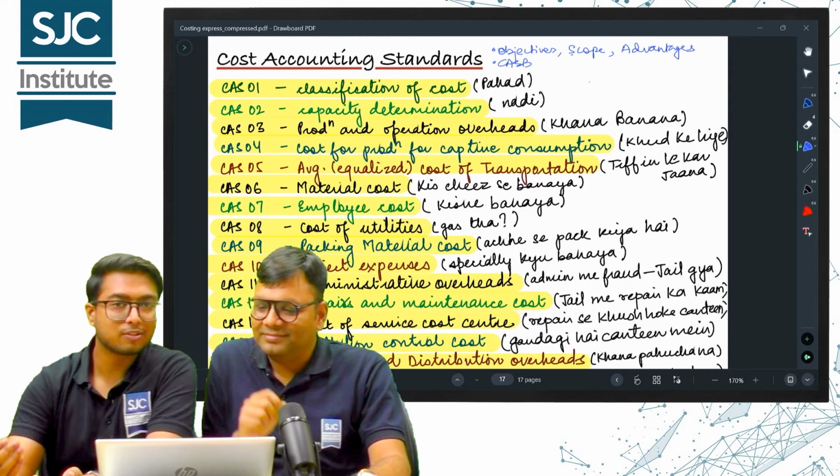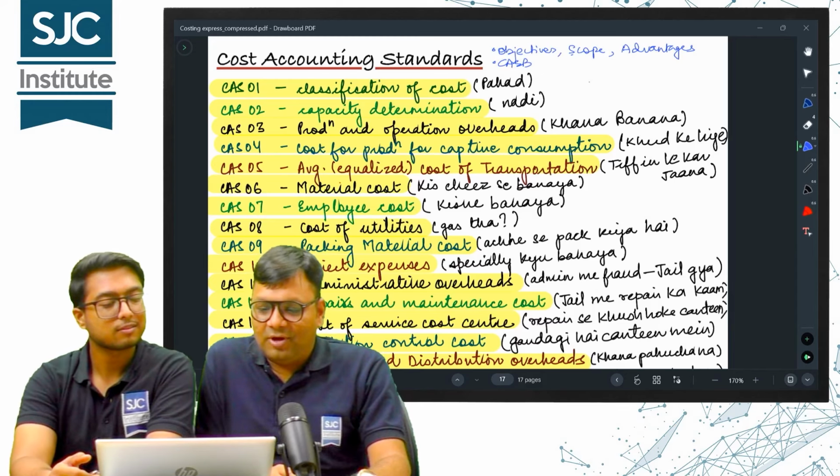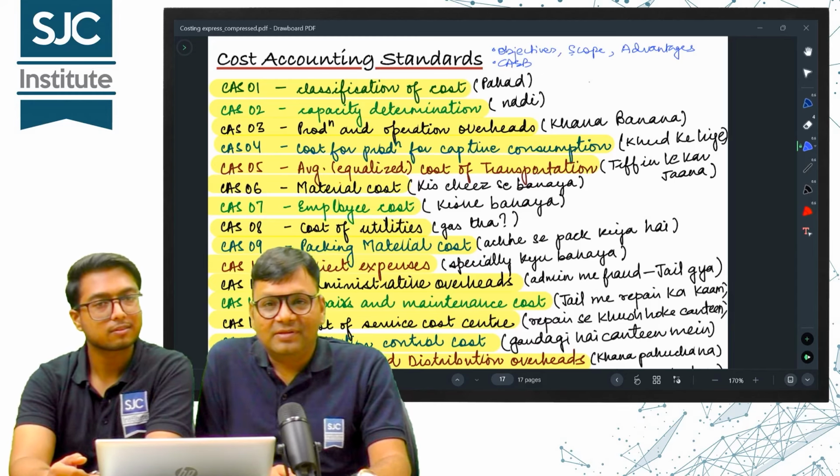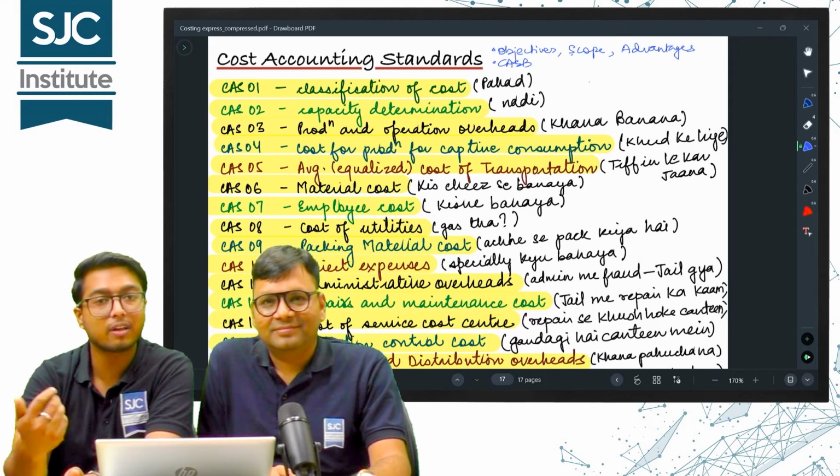खाना बनाना, that means we are producing the food, so production. Case 4 cost of production for captive consumption. What is captive consumption? Captive consumption means self consumption.